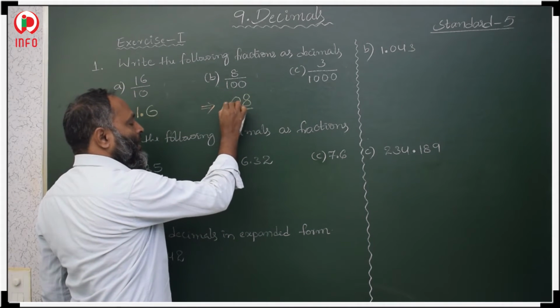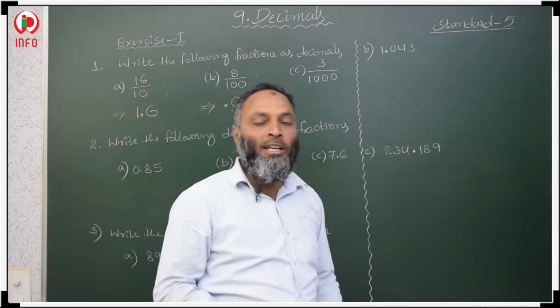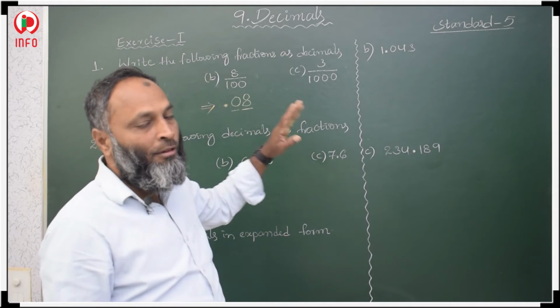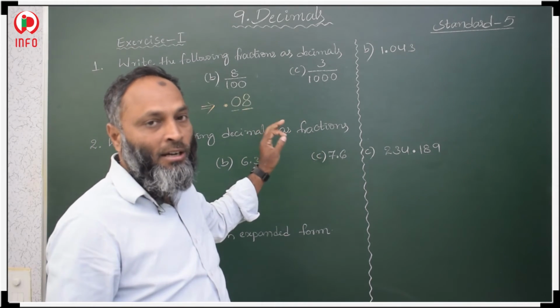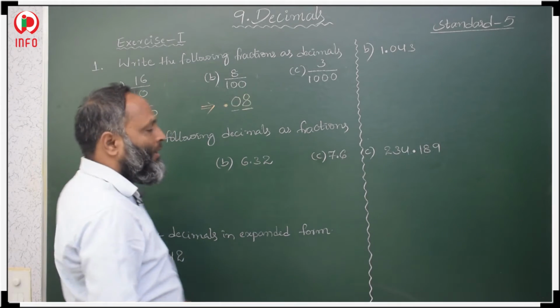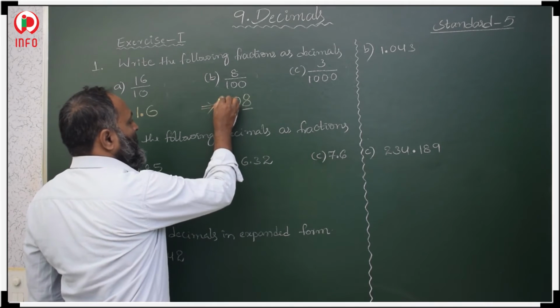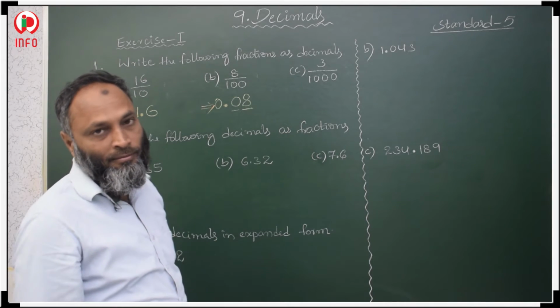After 2 digits, the fewer digits we have in the numerator, that many zeros we have to write on the left side of the number. That is 0.08, and before it is nothing, so you can take 0: 0.08.